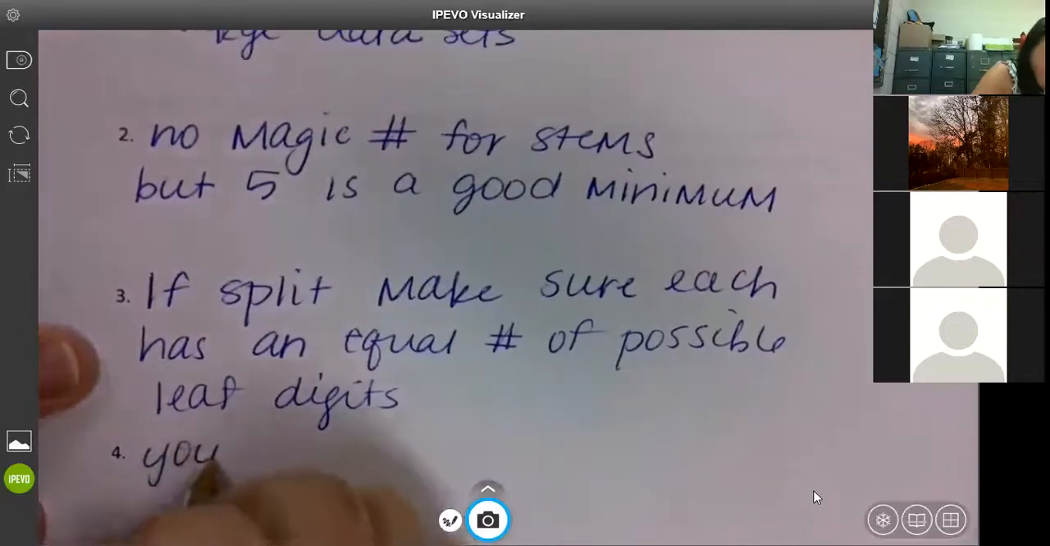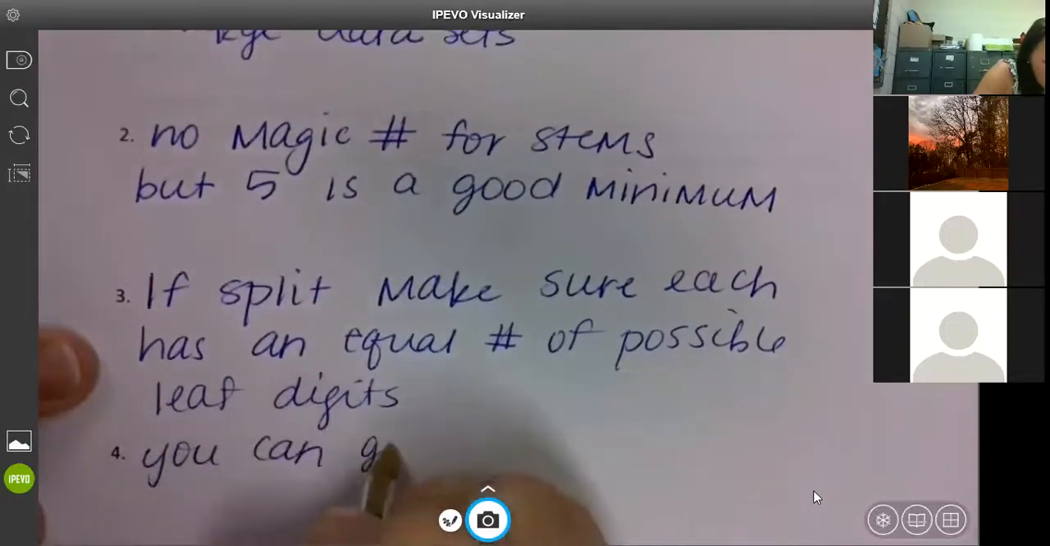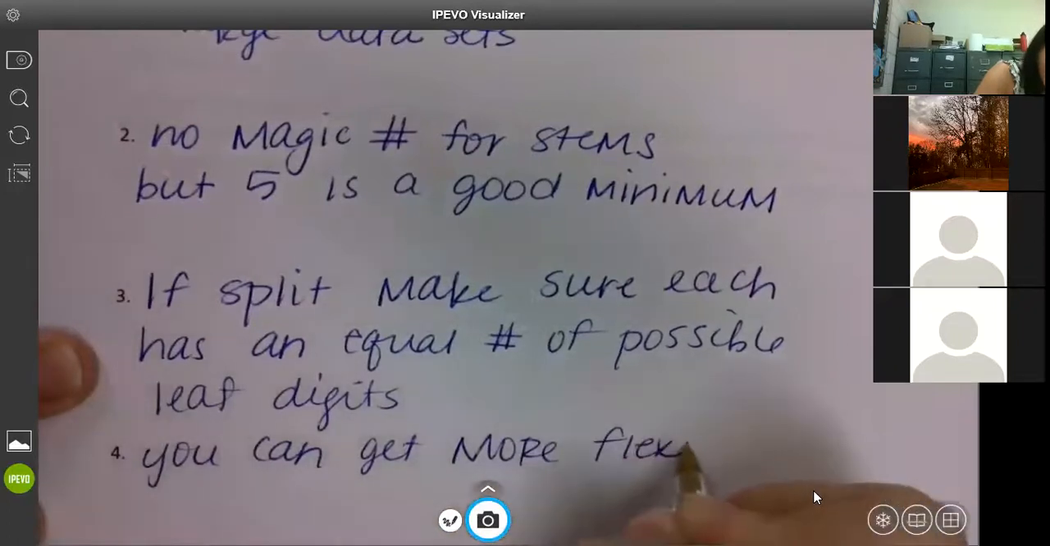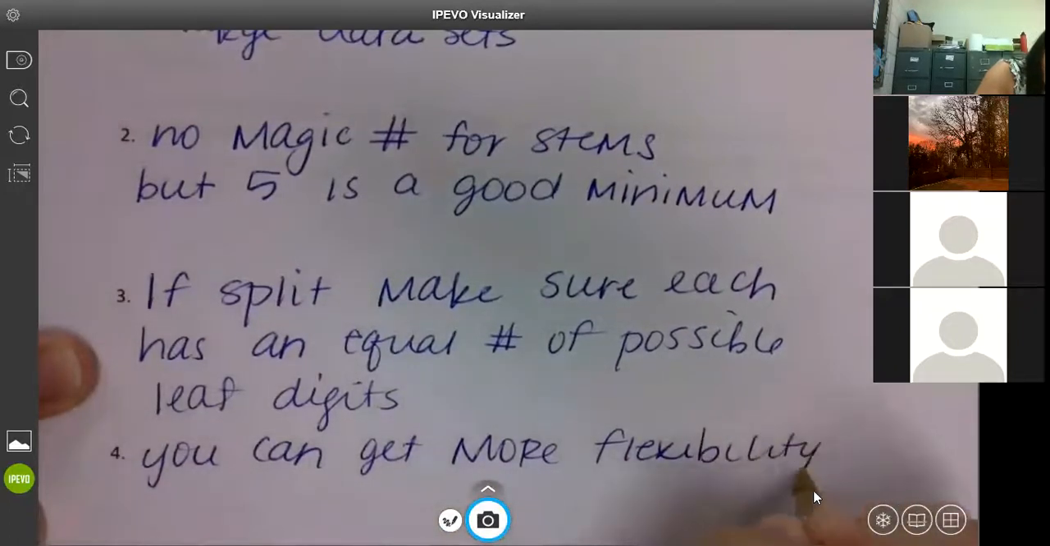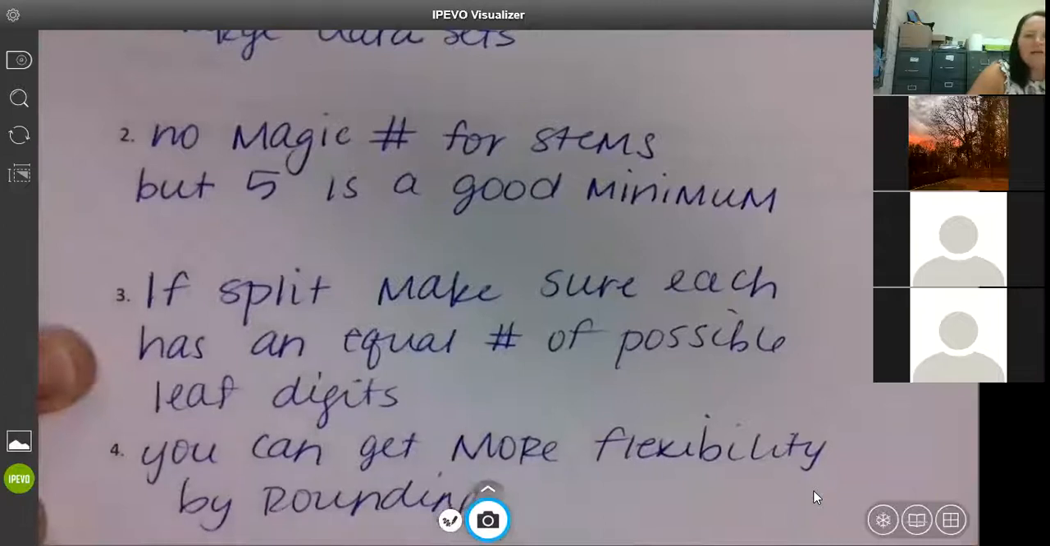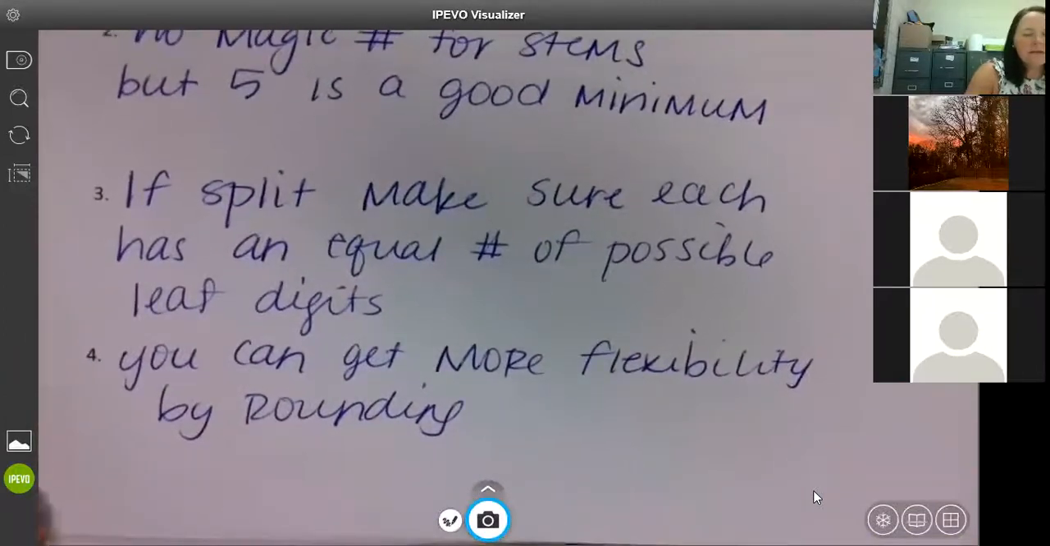And you can get more flexibility by rounding. I'm going to give you an example of that. More flexibility by rounding.